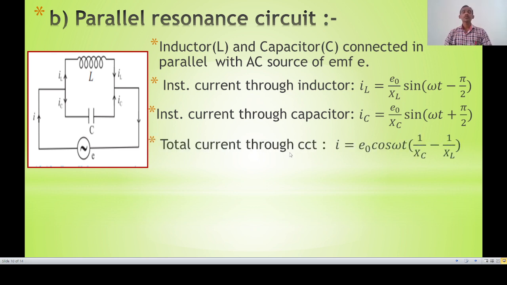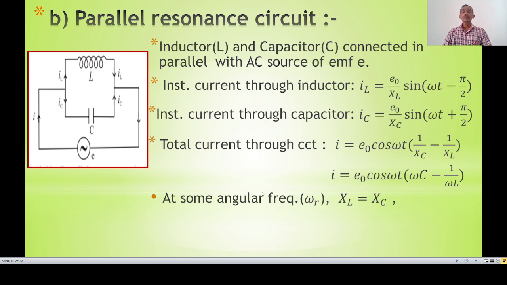Now, the total current through the circuit, that is I, is equal to E0 into cos omega t into (1 upon XC minus 1 upon XL). We can write I is equal to E0 into cos omega t into (omega C minus 1 upon omega L). That is, I is equal to E0 cos omega t into (omega C minus 1 upon omega L).